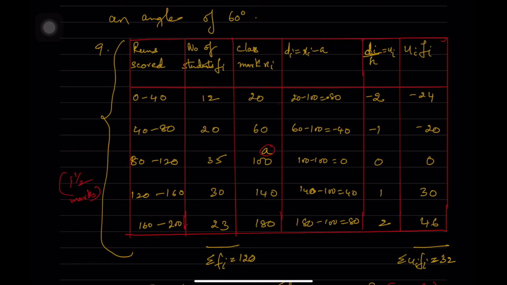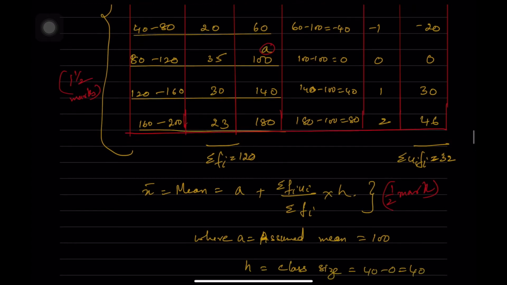And here ui into fi is minus 24 to minus 2 into 12, this ui into this fi. So minus 2 into 12 is minus 24. Then minus 1 into 20 is minus 20. 0 into 35 is 0. 1 into 30 is 30. 2 into 23 is 46. So you're getting here sigma ui fi is equal to 32. And here sigma fi is nothing but equal to 120.